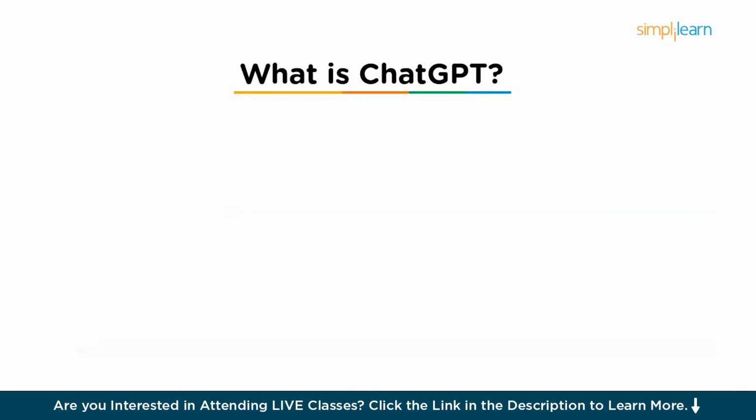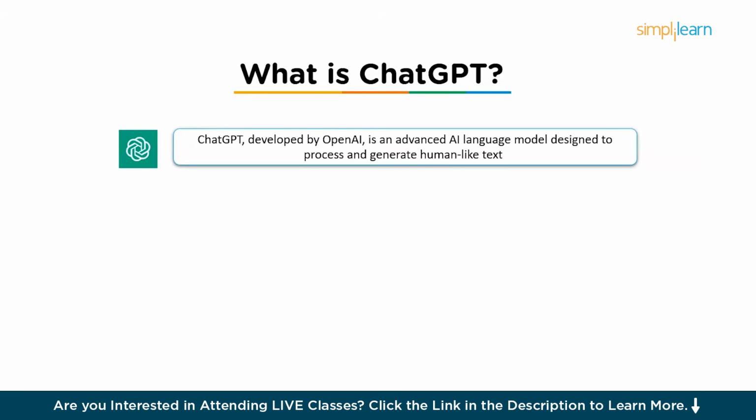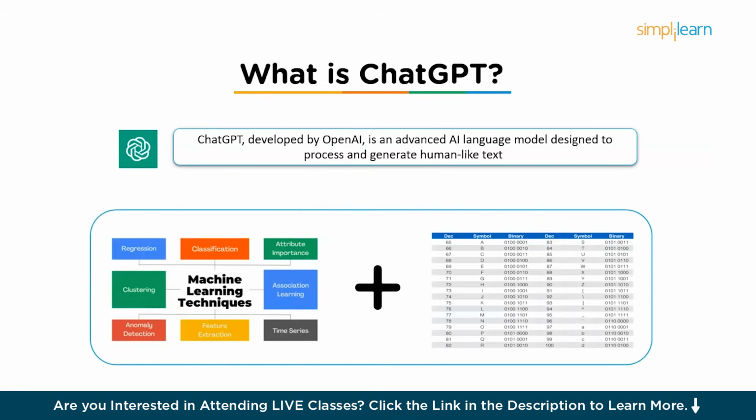Now, introducing ChatGPT, your AI-powered coding assistant for building web applications effortlessly. Now we'll understand what ChatGPT actually is. ChatGPT, developed by OpenAI, is an advanced AI language model designed to process and generate human-like text. It is built on deep learning techniques and trained on vast amounts of textual data, enabling it to understand natural language queries, generate code, assist in debugging, and provide recommendations for optimizing applications.